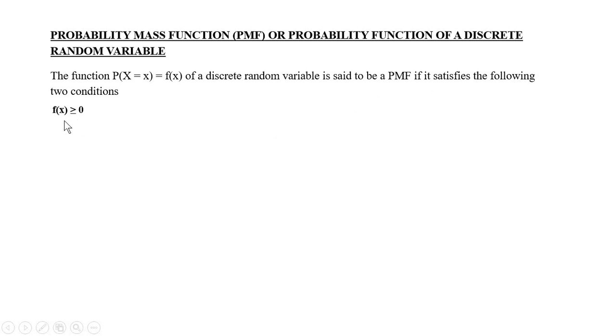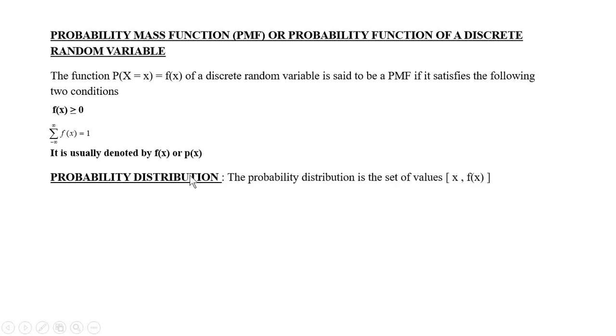That is, f(x) means probabilities of the value when capital X equal to small x. Each probability is positive and sum of all the probabilities must be 1. It is usually denoted by small f(x) or p(x). And probability distribution is nothing but the distribution of the set of values x and f(x). That is, you have to construct a table in which it will specify for which value of small x what is the probability f(x). So, by looking at this table, one can understand what is the probability distribution.